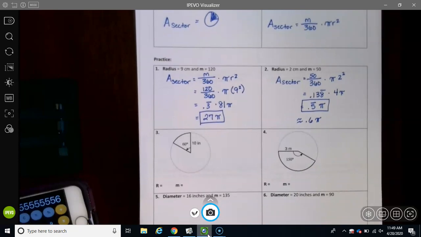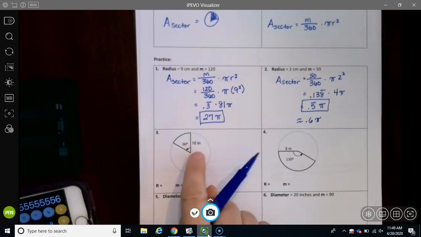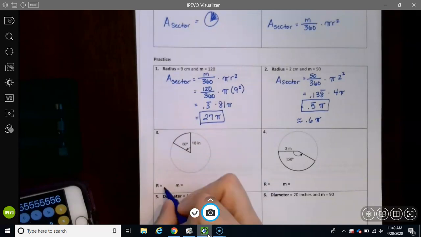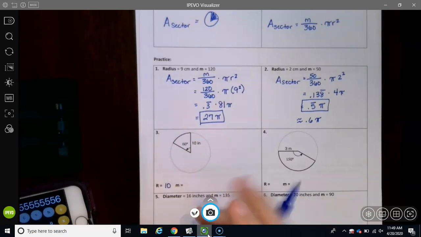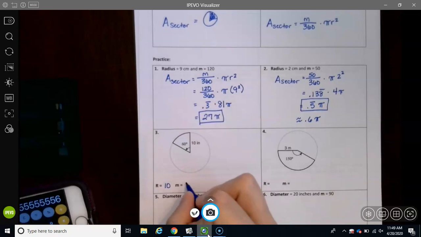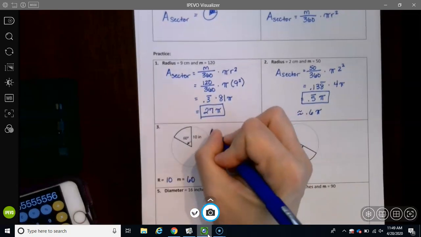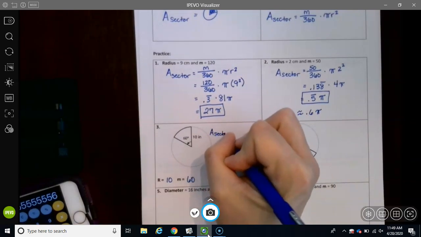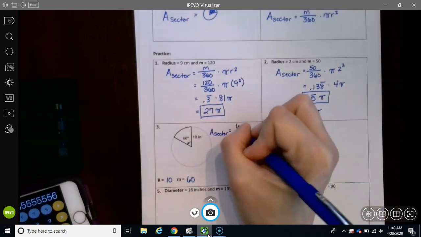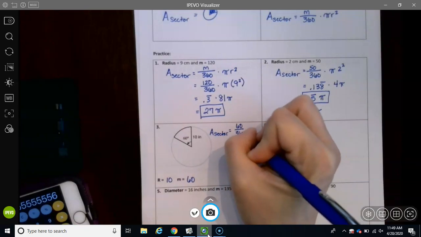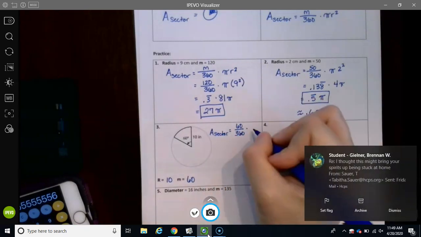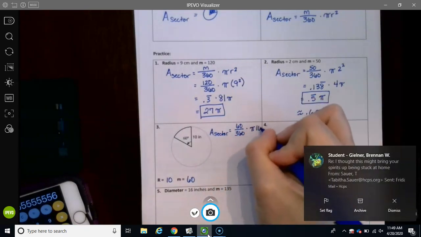All right, in this case, they gave you the diagrams. So we determined our radius is 10, and our central angle is 60. And you just plug it in, same way we did the other two problems. So area of the sector equals 60 over 360 times pi r squared, so pi 10 squared.